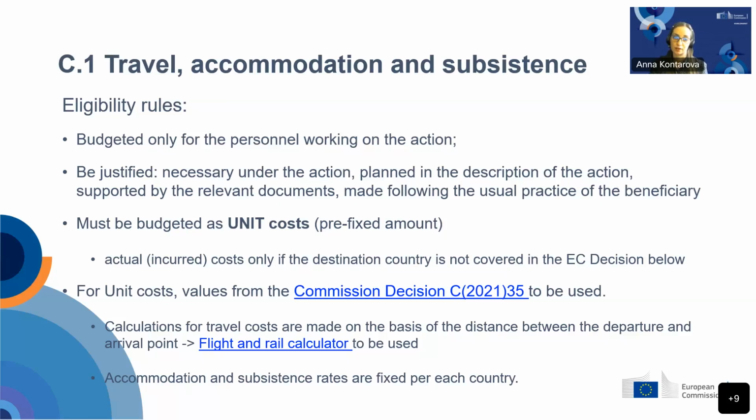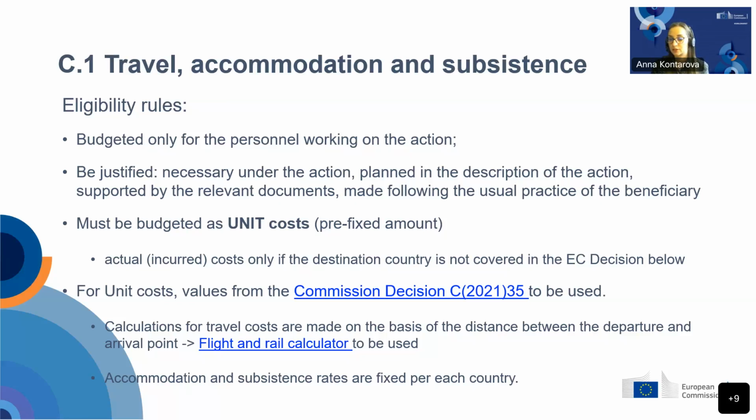you will have to calculate for the travel the distance between the departure and arrival points. You will have to be really specific, for example from Lisbon to Madrid. And the departure point in this case means a place of work. There is a flight and rail calculator, which is basically developed for this purpose. It's very user-friendly, and we invite you to calculate your distances through this. You will find all the related information on that web page.